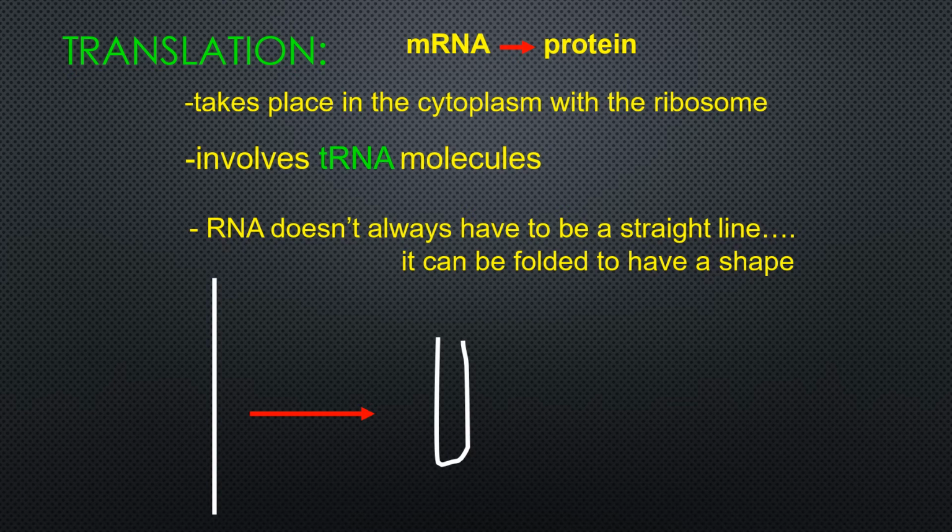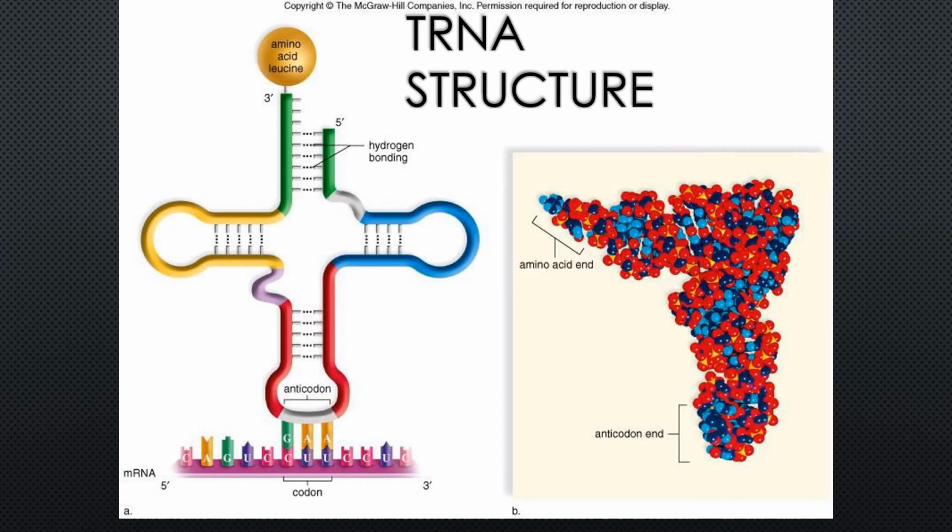So far, our messenger RNA has basically looked like a straight line that was complementary to the DNA. But RNA doesn't always have to be in a straight line. It can be folded and have a U shape. And in fact, that is what tRNA looks like. So this is an example of tRNA. Even though it's called transfer RNA for the function that it provides, it's also helpful because it looks like a T in its structure. And so it has several different portions to it.